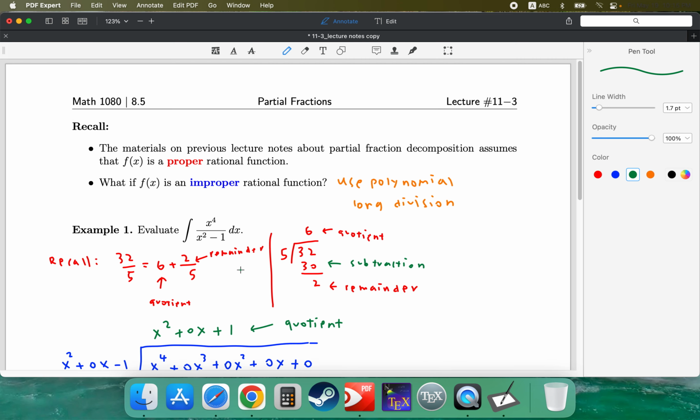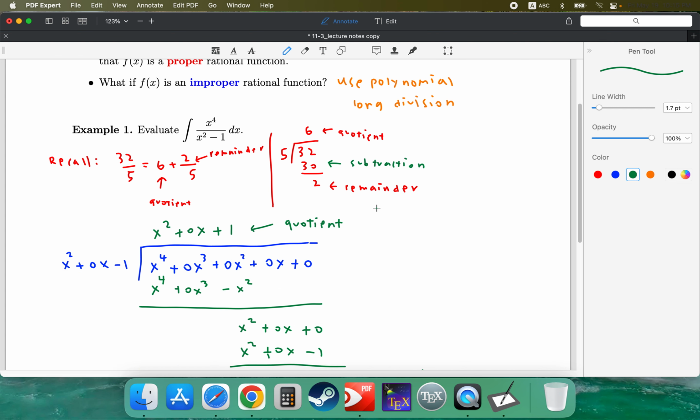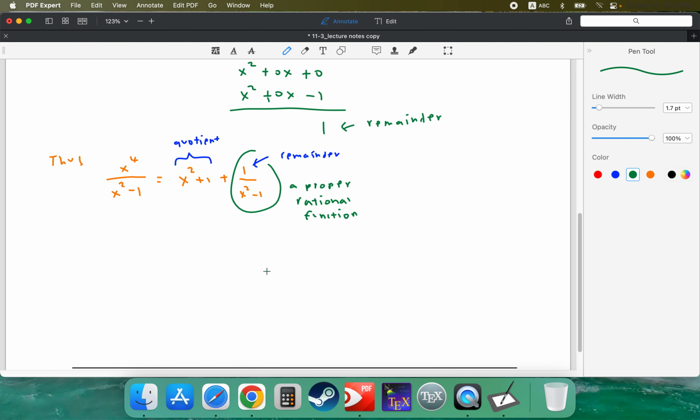So what if you have an improper rational function? You need to perform polynomial long division first, to make a proper rational function. I will let you practice this on your own, because eventually you will need to do that on the test, right?